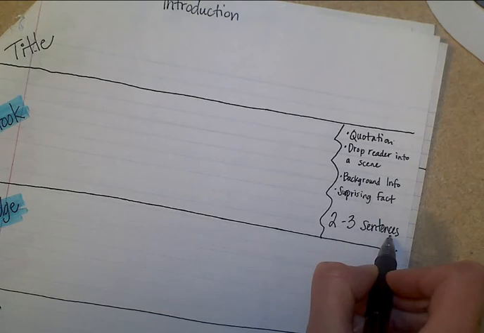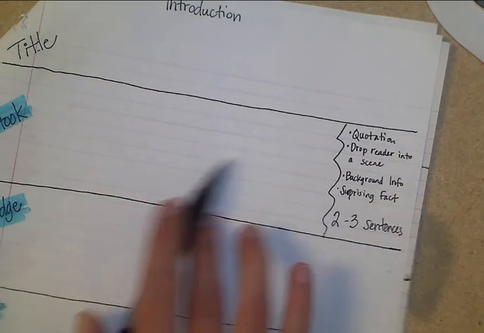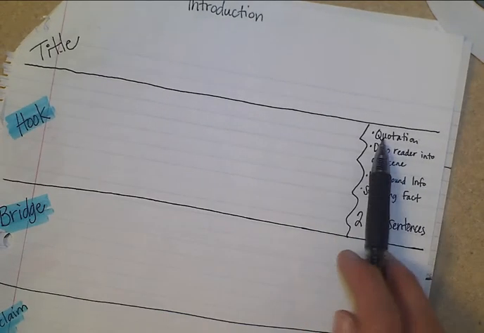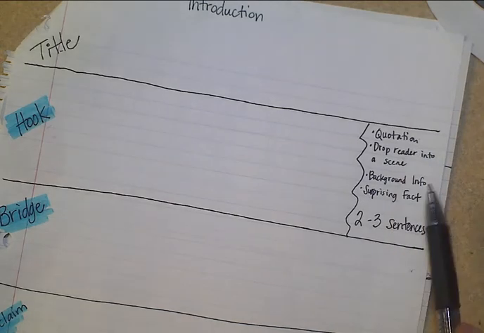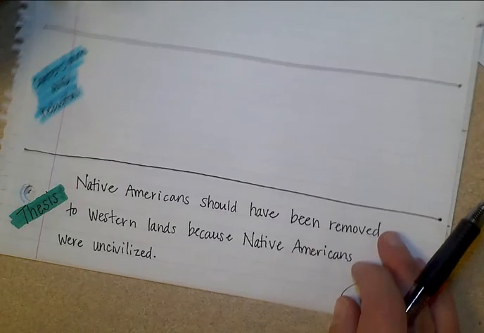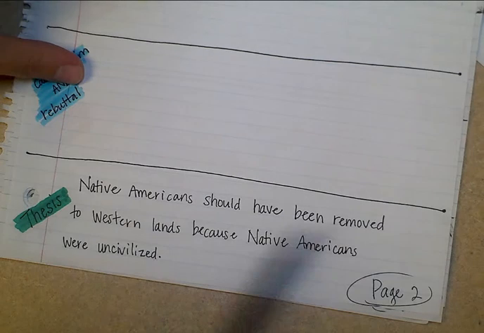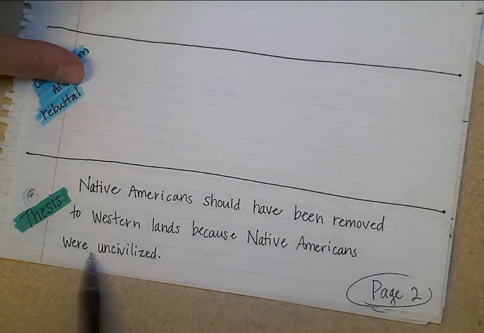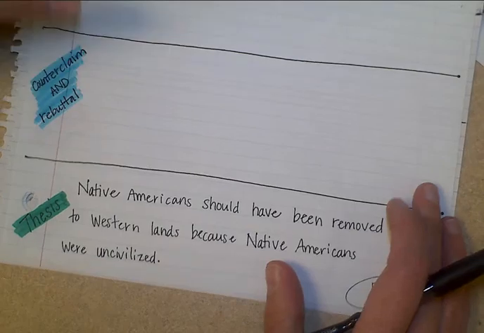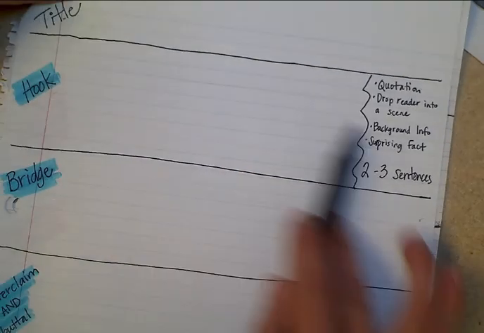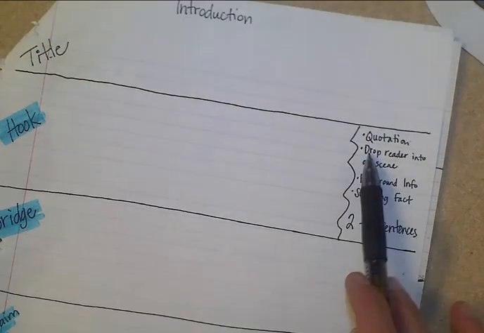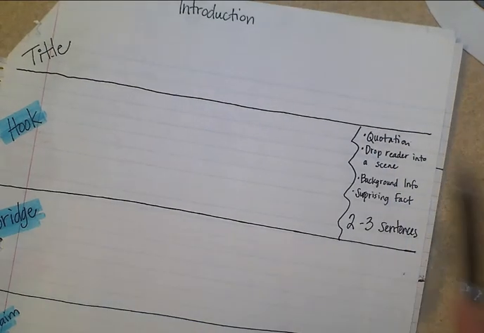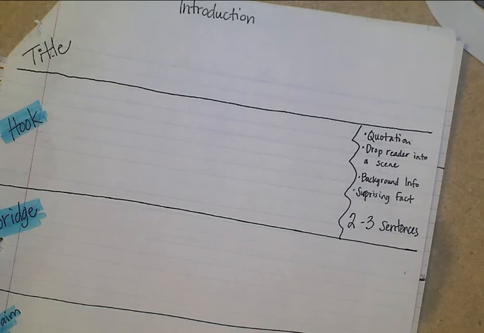You can use a quotation. You can go and find an acceptable quotation about your topic, depending on what you're arguing. I'm arguing that Native Americans should have been removed to Western lands because Native Americans were uncivilized. So my hook needs to be about something Native Americans should have been removed. You might be arguing the opposite. So a quotation about my topic, I can get from the internet. I, of course, have to introduce the quote and say where it came from, so using citation. I could use an American history textbook, which would be fine as well.